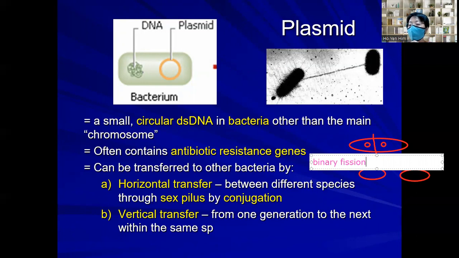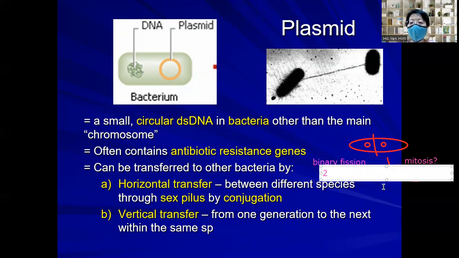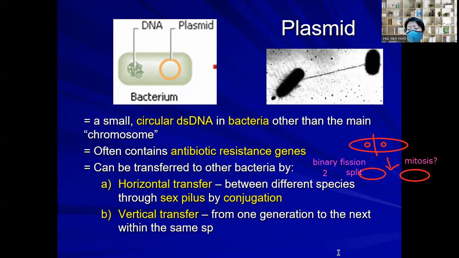Binary fission means what? Binary means two. Fission means to split or to break into two. So therefore, it's split into two. So it's binary fission. It cannot be mitosis. This is a common mistake among students, because our cell division is definitely mitosis. But don't forget, mitosis is nuclear division. Bacteria cannot do mitosis.